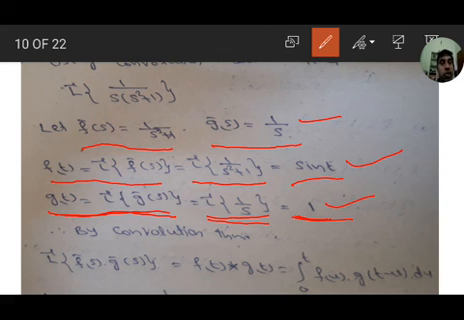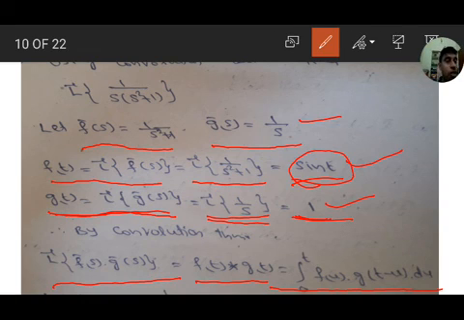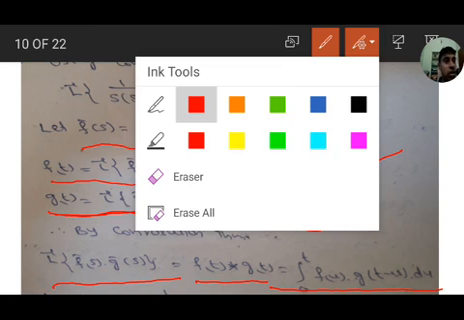Therefore, by the convolution theorem, L inverse of f bar s into g bar s equal to f of t star g of t, that is the integral from 0 to t of f of u into g of t minus u du. Therefore, f of u here is sin u, and g of t minus u is a constant function, it is 1 only.